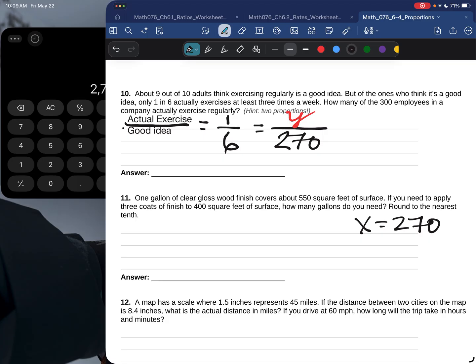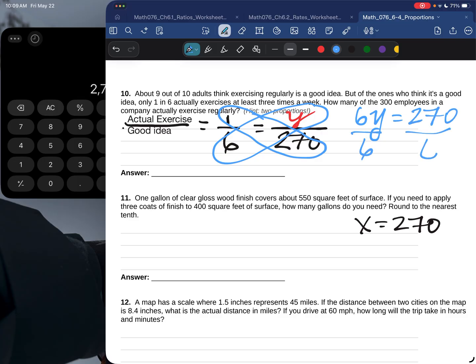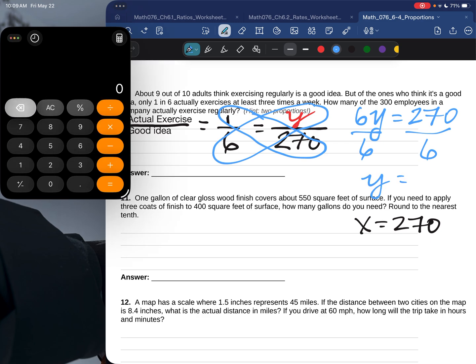And I'm going to again cross multiply. 1 times 270, y times 6. 6y equals 1 times 270, and then I'm going to divide both sides by 6. And I get y equals 270 divided by 6, which is 45. So 45 people out of my total population actually exercise. Answer right there.